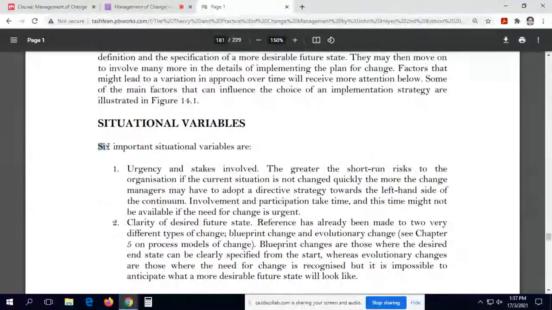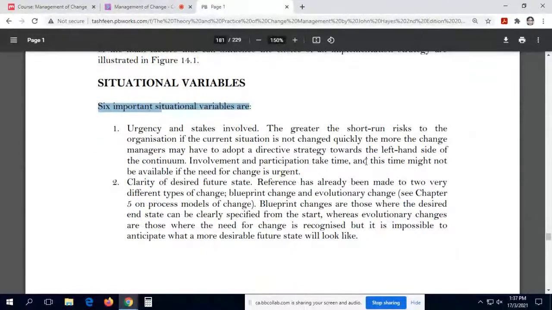You might want to think about this. Okay. Situational variables. Six important situational variables. In simple words, what does the situation require? Different situations require different types of actions, different types of strategy. In other words, whatever you do, you should look at the situation.